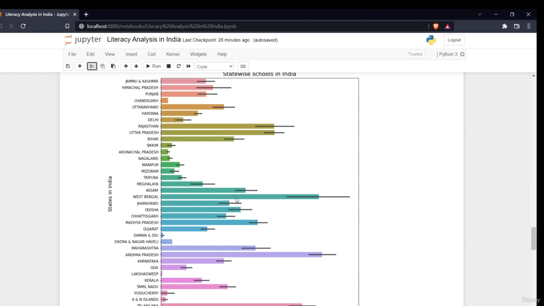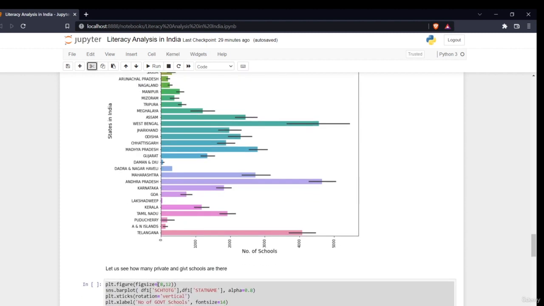But in West Bengal we have the highest number of schools, and obviously it is found in the east side and the south side. The literacy rate in Kerala, West Bengal and Telangana is very high. Okay, now we'll see that also.